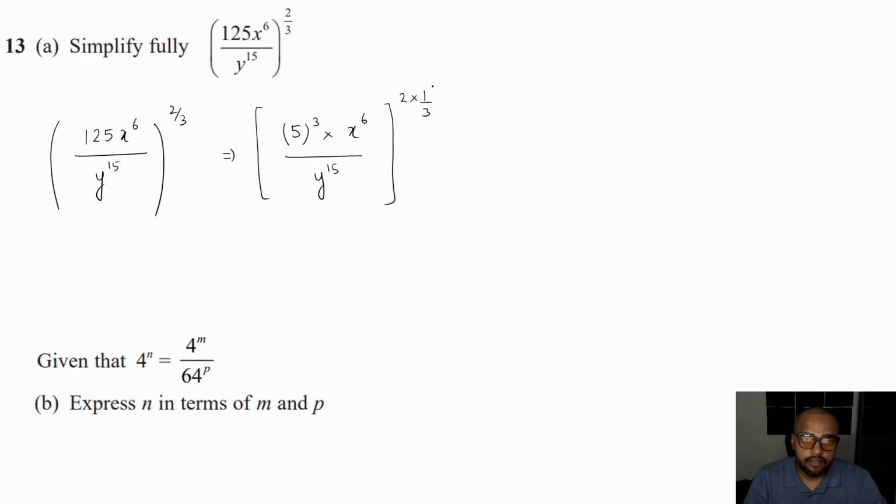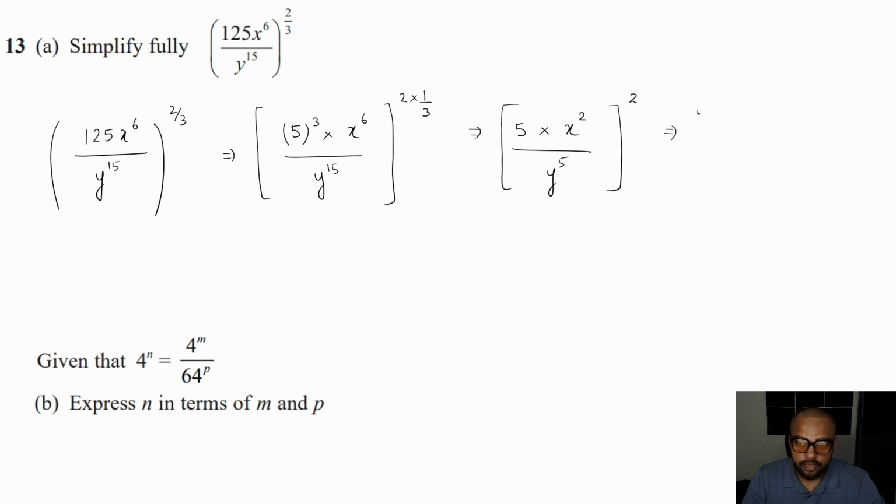So if I take the 1 by 3 power inside the bracket, what will be left? Since there is a third power on 5, it will get cancelled out and we'll get 5. For x, we'll be getting 2, and for y, we'll be getting y raised to the power 5. Since we have taken the cube root inside the bracket, we are left with the square on the whole bracket. So here we'll be getting 5x squared by y raised to the power 5.